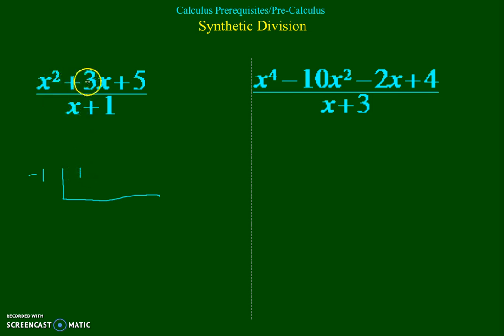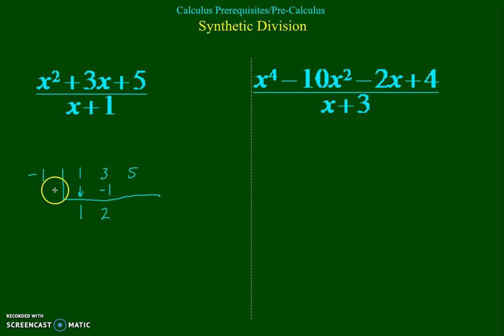So this is the squared term. The linear term has a coefficient of 3, and the constant is 5. Now, the first thing you do, some people like to write an arrow indicating that this term always goes down here, because there's really no operation that goes on. Now what you do is you multiply this divisor number by this value, and you put the result under the next value. So this times this is negative 1. And now we add going down. So 3 minus 1 is 2.